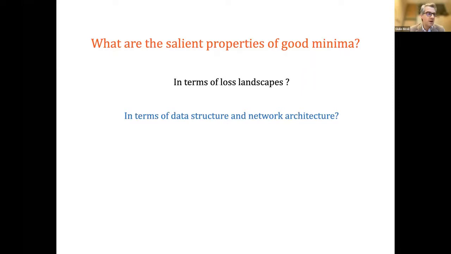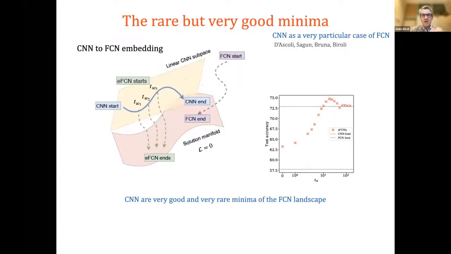The first thing I would like to discuss is, again, to show you how complex the loss landscape is. Imagine that I consider a fully connected network. When I train this fully connected network, I get some particular solution. However, one can think that there are some very rare minima which are extremely good in this landscape, but that the system is not able to find them.